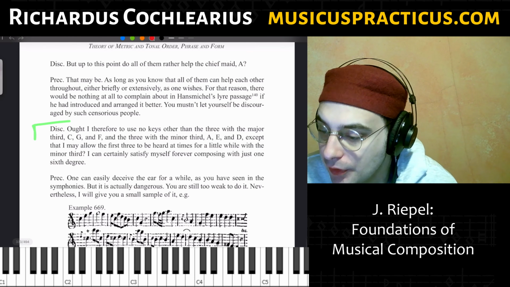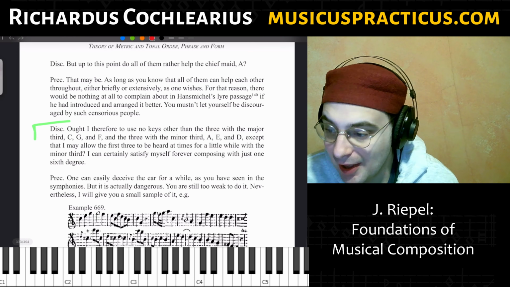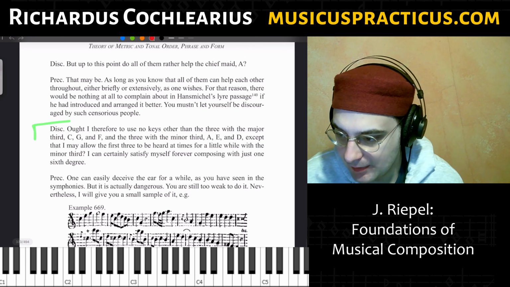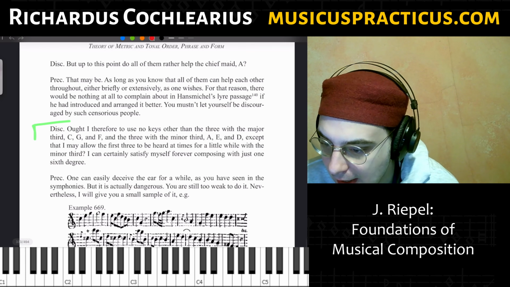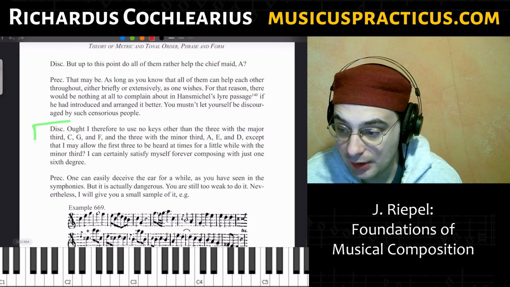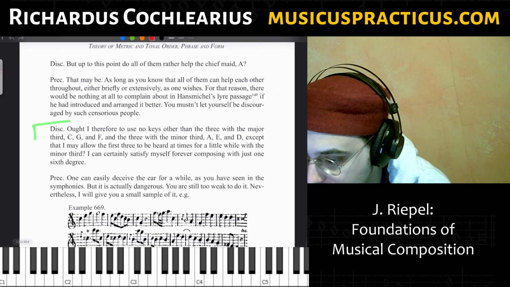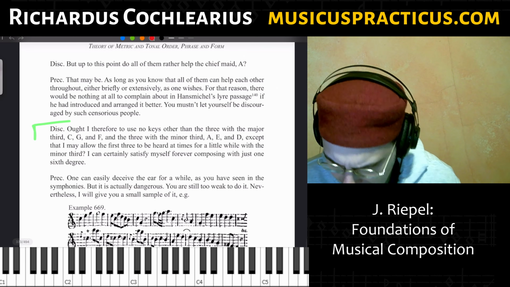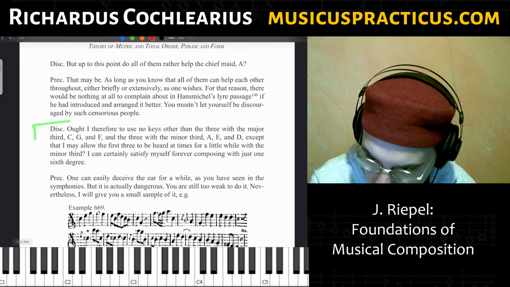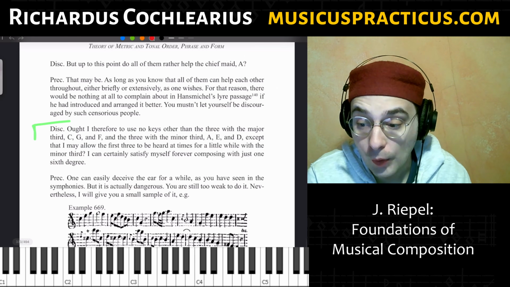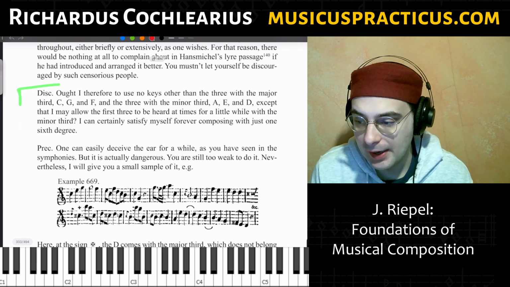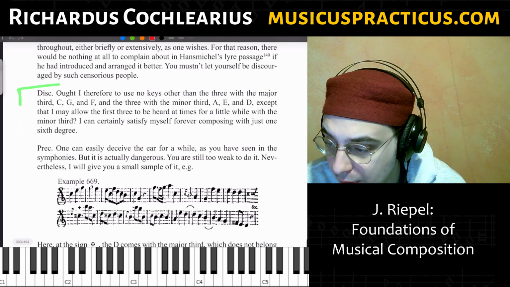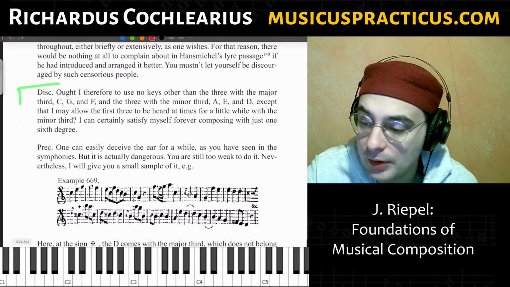So let's see. With the major third, one ought either to use no keys other than the three with the major third, C, G, and F, and the three with the minor third, A, E, and D, except that I may allow the first three, so 1, 2, and 3, to be heard at times for a little while with the minor third, so C minor, F minor, and G minor. In other words, I can certainly satisfy myself forever composing with just six degrees. One can easily deceive the ear for a while, as you have seen in the symphonies, but it's actually dangerous. You're still too weak to do it. Nevertheless, I will give you a small sample of it.